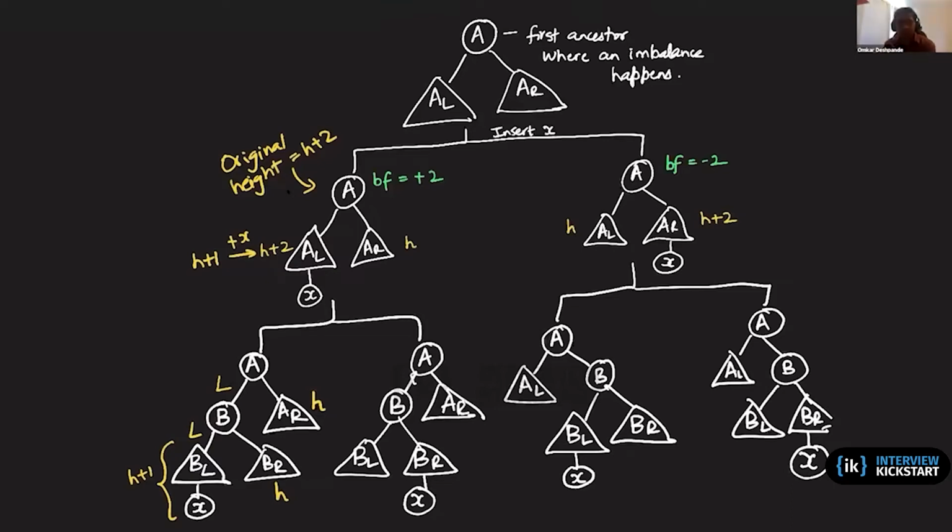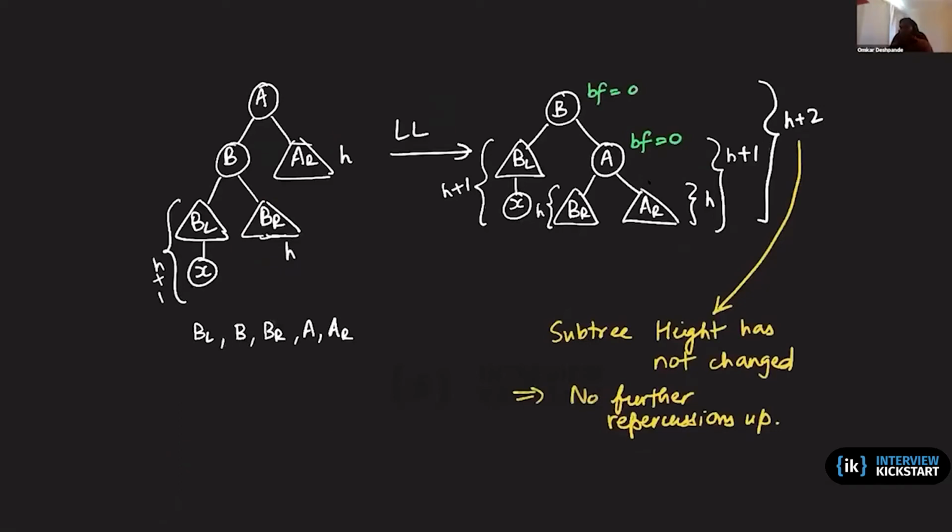Any questions about LL? Yeah, Mohammed? Hi, Omkar. Can we go to the next slide? I don't exactly understand how that rotation happened. I kind of understand how B should go that way, but how does the BR subtree come out?